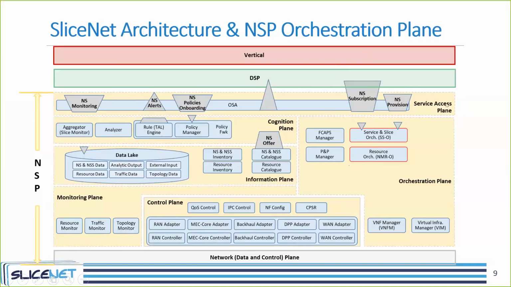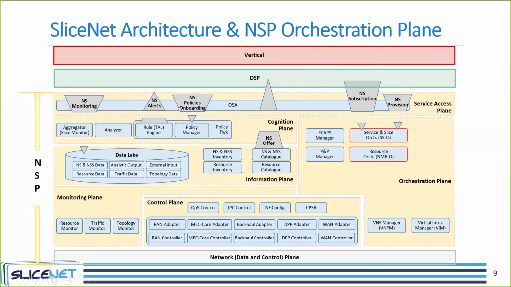Also, you have here the service access plane, where we have what we call the one-stop API, which is the interface to the DSP. So the DSP sees this also as the interface to interact with the NSP. And those interactions, as you can see here, will be the network slice offers from the NSP to the DSP. And also you can see that the DSP, if it wants, can subscribe to one network slice, and that subscription will arrive at the service and slices orchestrator, and you start provisioning the network slice.